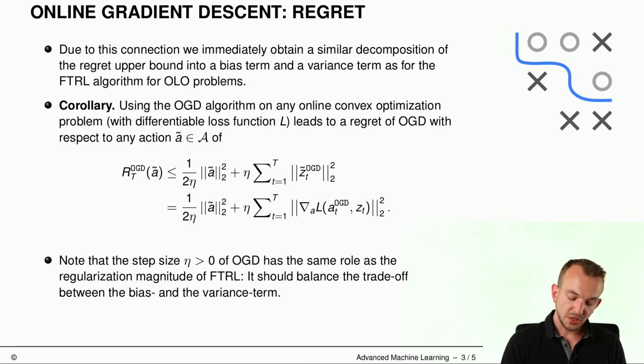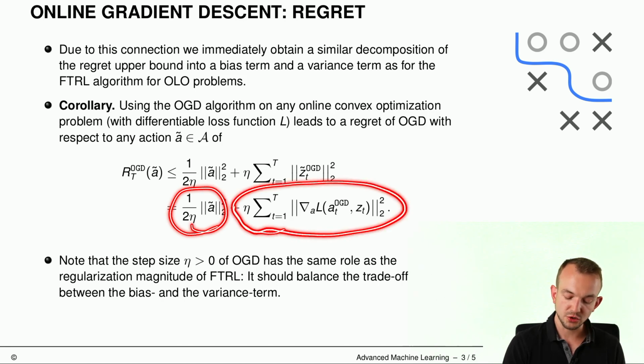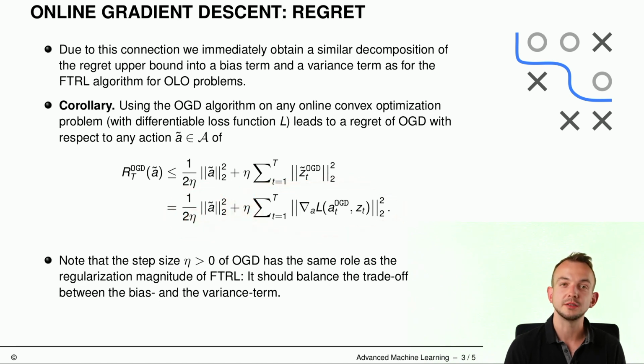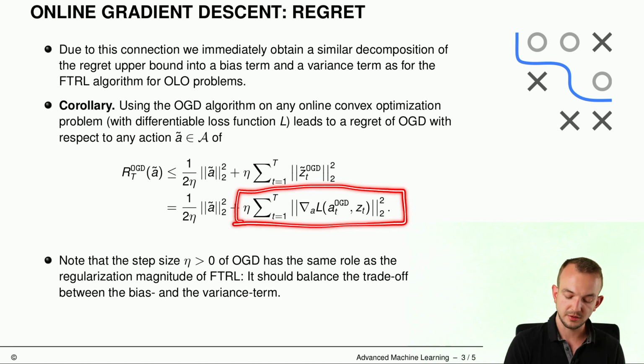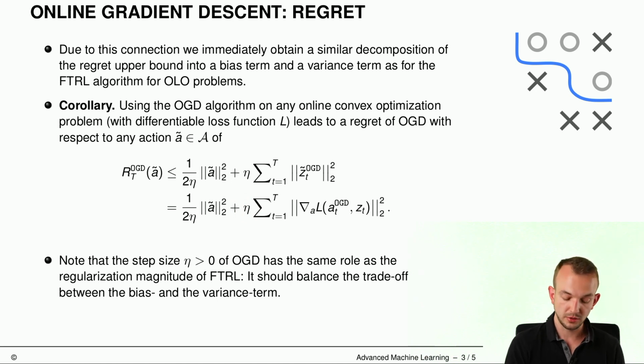And again, we see here a trade-off between the bias term and the variance term regarding the choice of the step size of the online gradient descent. Once again, we would like to have that the bias is as small as possible, 0, which can be achieved by making the eta, the step size, as large as possible. But then we have the problem that the variance term will grow. So we have here rather the tendency to make it small, which in turn would lead to the problem that the bias term will be larger. But we can again balance off the trade-off.